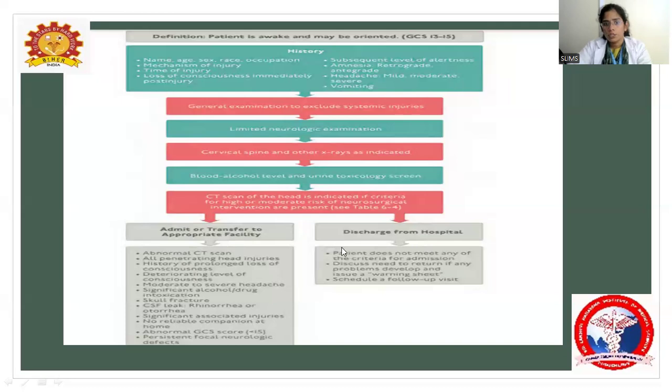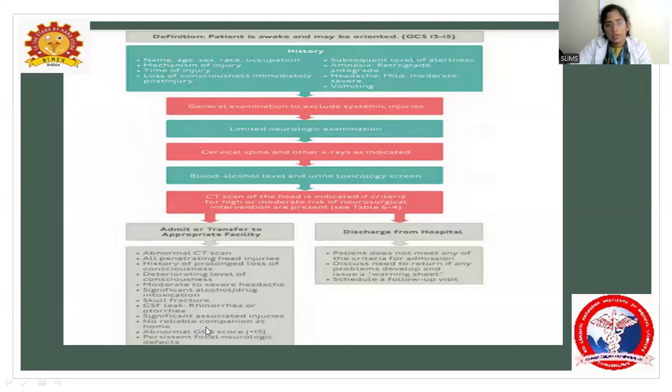So then arises the question: what is the criteria for admitting the patient, or if you are a secondary care system, what is the criteria for transferring the patient to other areas? If the patient has an abnormal CT scan, any penetrating head injuries, prolonged loss of consciousness, or the GCS is deteriorating from the time of admission, severe headache, any alcohol or drug intoxication, or if skull fracture is present, signs of which can be either rhinorrhea or otorrhea.